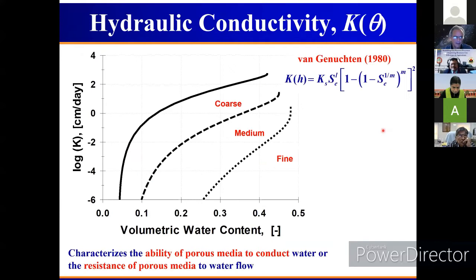This is the hydraulic conductivity function, which characterizes the ability of porous media to conduct water, or the resistance of porous media to water flow. This is again described by an analytical function. And in this case, I'm also using the van Genuchten function given here. You can see that the conductivity changes by orders of magnitude. This is a log scale. Orders of magnitude different for different soils, but it also decreases by orders of magnitude as soil gets drier.